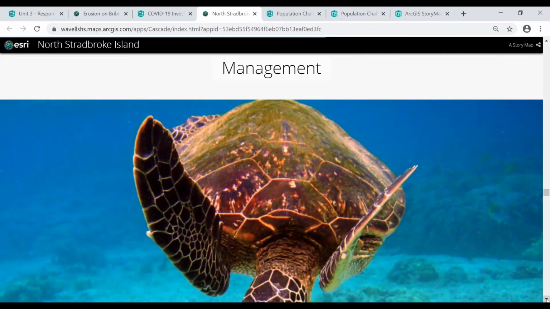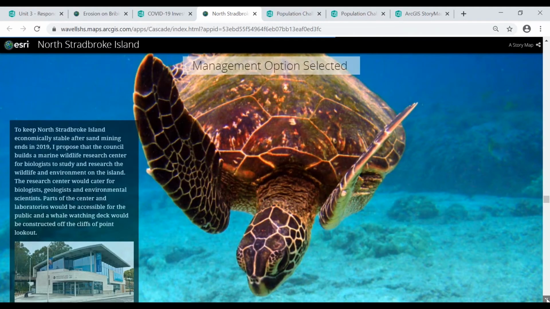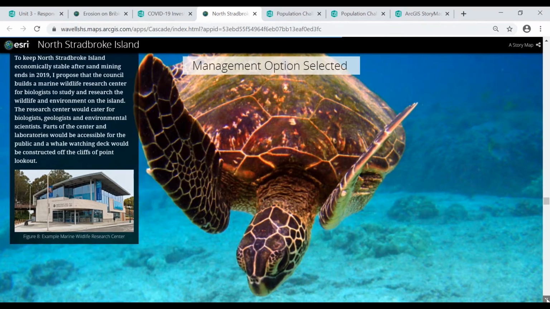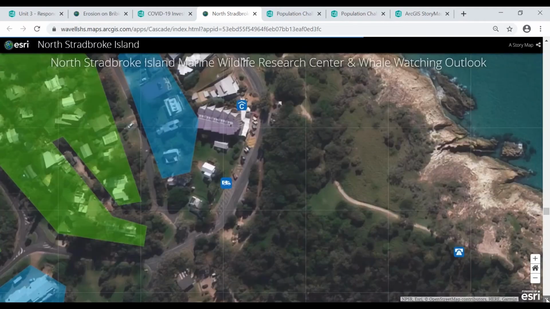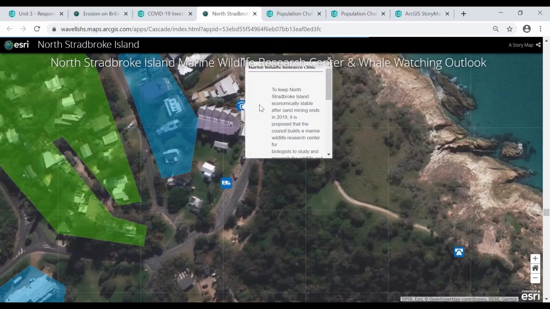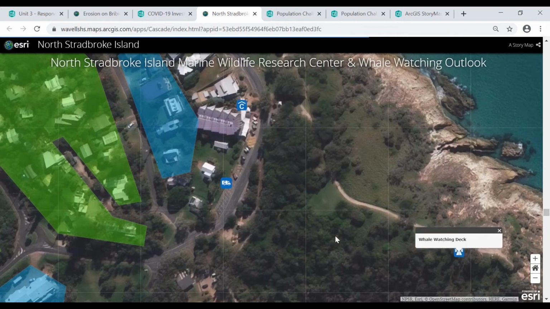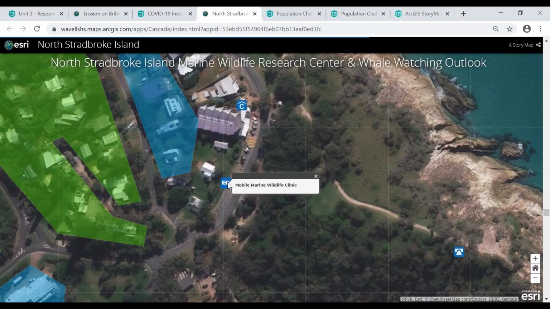Again, management, she's looked at proposals, her proposal to keep the island sustainable after sand mining leaves, and she's put in some of her own icons and some ideas. One's a whale watching deck and a mobile marine wildlife clinic. As we did see some turtles, we saw a turtle that had a boat strike on it over there as well.